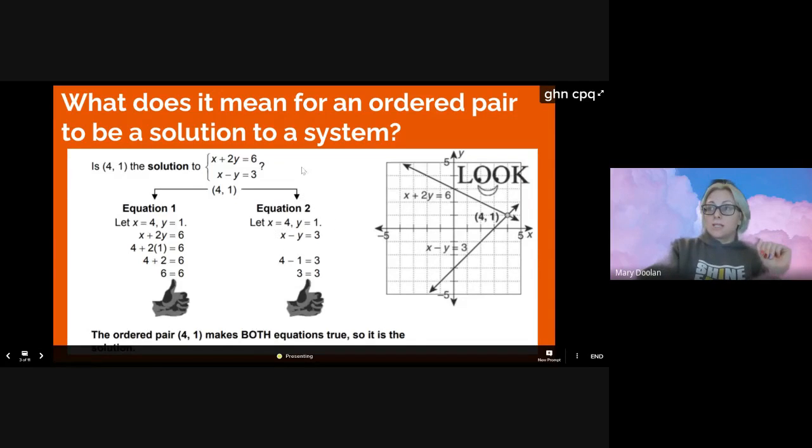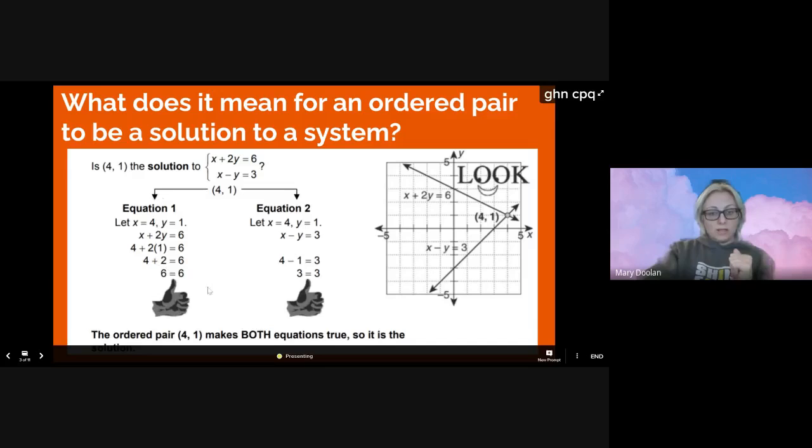So taking the second equation, which is x minus y equals 3, replace the x with 4, replace the y with 1. 4 minus 1, well, that's 3. 3 equals 3. This is a true statement. Again, thumbs up. It works. Since down here it shows you the ordered pair 4, 1 makes both equations true, it is the solution. Absolutely, it's the solution. That's how to work this out algebraically. Okay, this is using rules of solving equations.